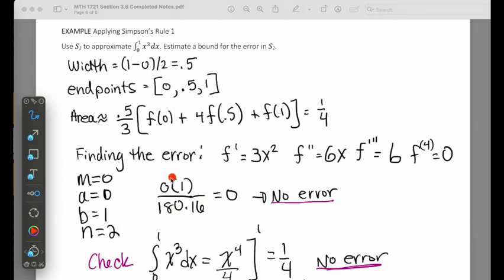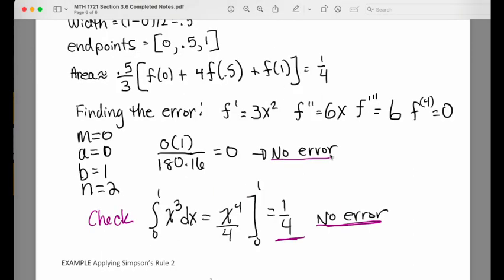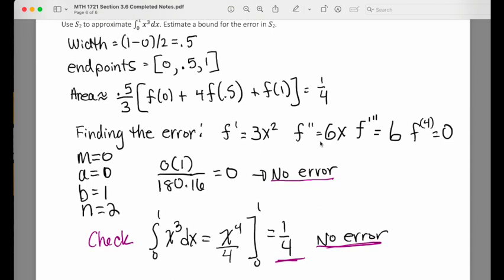So if I plug that information in here, I get m is 0, the difference between a and b is 1, and then according to the formula, I put 180 down here, and I do n to the fourth here, which gives me 16. Now, this doesn't even really matter, because if you see m is 0, then our answer is going to be 0. We're going to have no error.